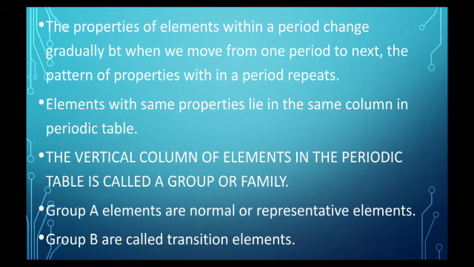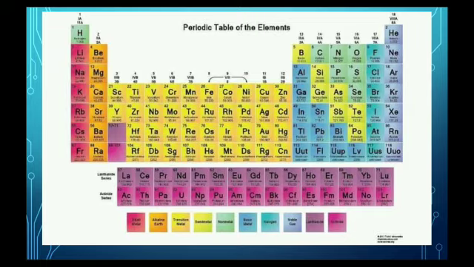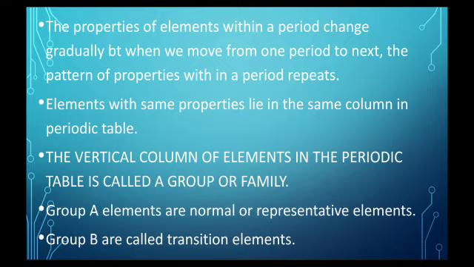I have told you that the elements with the same properties, lithium, sodium, potassium, these all are present in the same column. Beryllium, magnesium, calcium, Be, Mg, Ca, they are present in the same column and they have similar properties. Okay, and these vertical columns, from top to bottom, of the elements in the periodic table are called a group or family. The horizontal rows are called the periods and the vertical columns are called the groups.